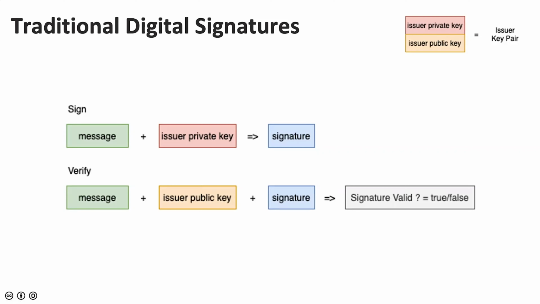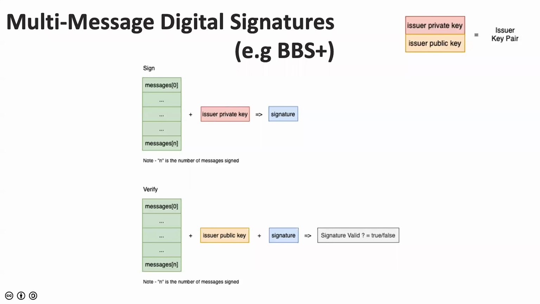And now what BBS Plus is, in a general sense, is what we would refer to as a multi-message digital signature scheme. So instead of a single message on the input, you can have as many messages as you would like. And you sign a group of messages, again with a private key, and then you use a very similar mechanism on the verification side.